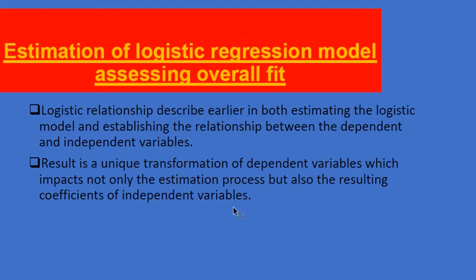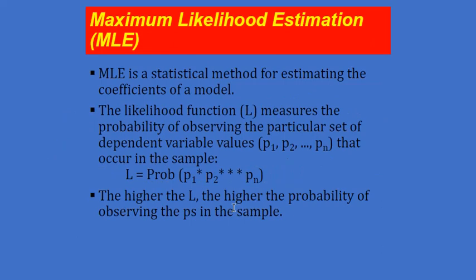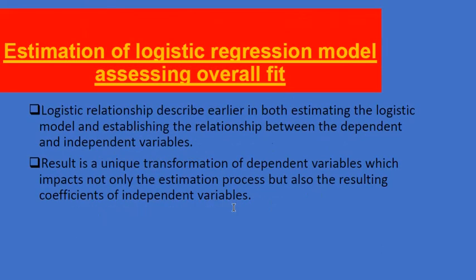Estimation of the logistic regression model and assessing overall fit. The logistic relationship described earlier is used both in estimating the logistic model and in establishing the relationship between the dependent and independent variables. The result is a unique transformation of the dependent variable, which impacts not only the estimation process but also the resulting coefficients of the independent variables. So now let's see how we can assess the outcome of our logistic regression.